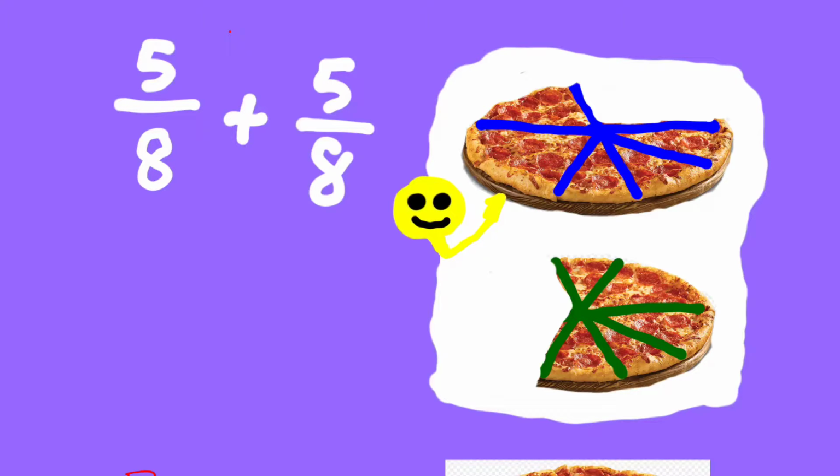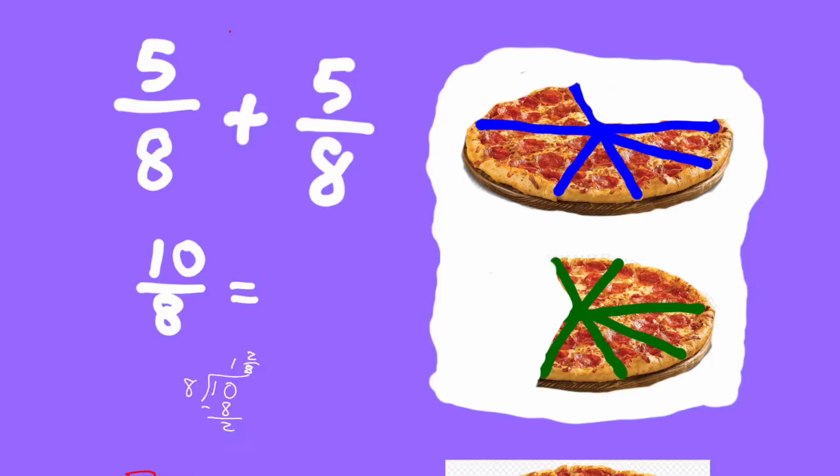Here's a picture of 5/8 of a pizza plus another 5/8 of a pizza. It's written like this. The total is 10/8. There's 10 slices altogether. Each slice is an eighth. Dividing 10 by 8 will tell us that we can have 1 whole pizza and we'll have 2 slices more. So 10/8 can be simplified as 1 2/8.